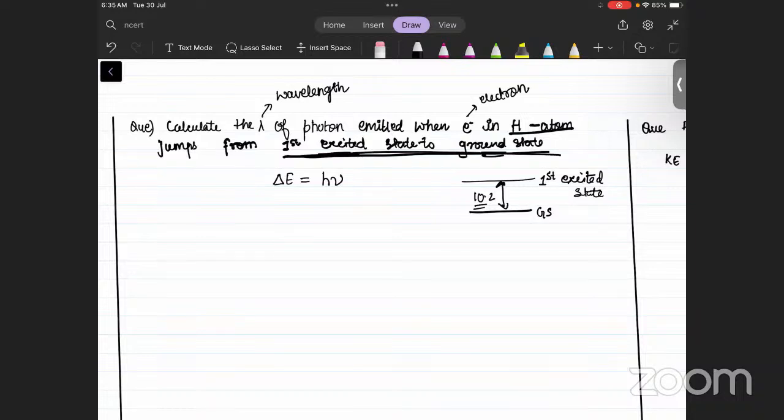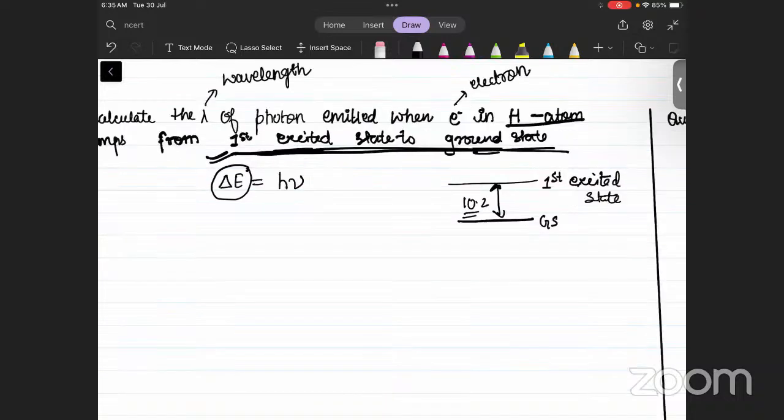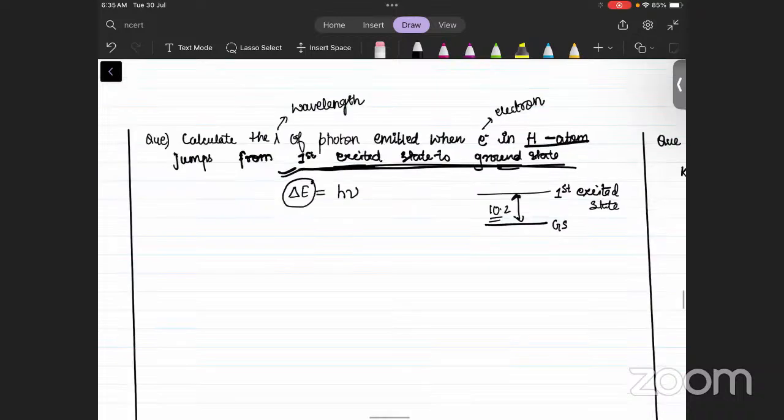It's better if you remember it from your notes, because they may ask you the difference between the first excited state and the ground state. In that case, I'll know what delta E is. And suppose you forget that, then obviously you can use the formula. If you remember this, well and good, it will save you some time. Otherwise, how will we do this question?